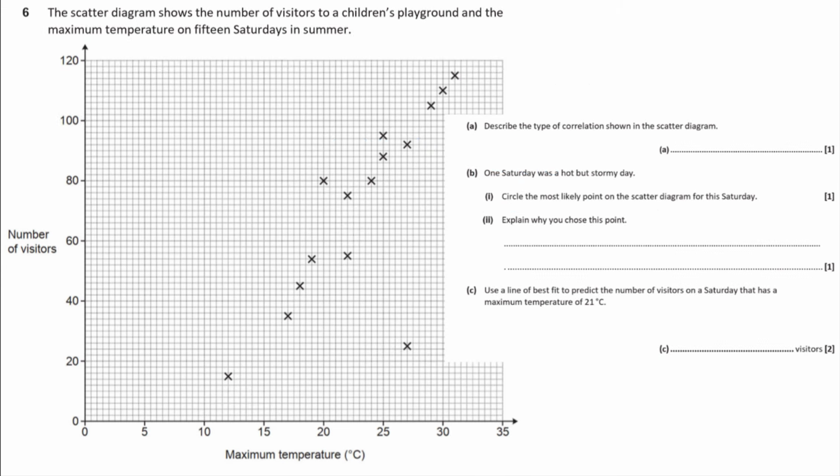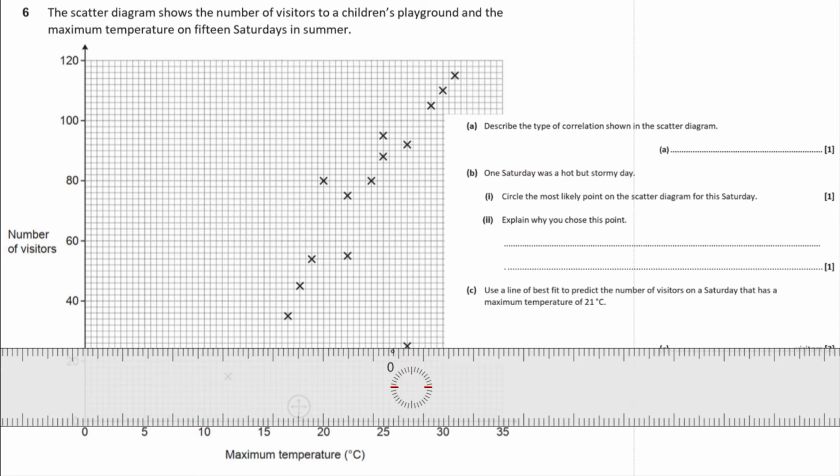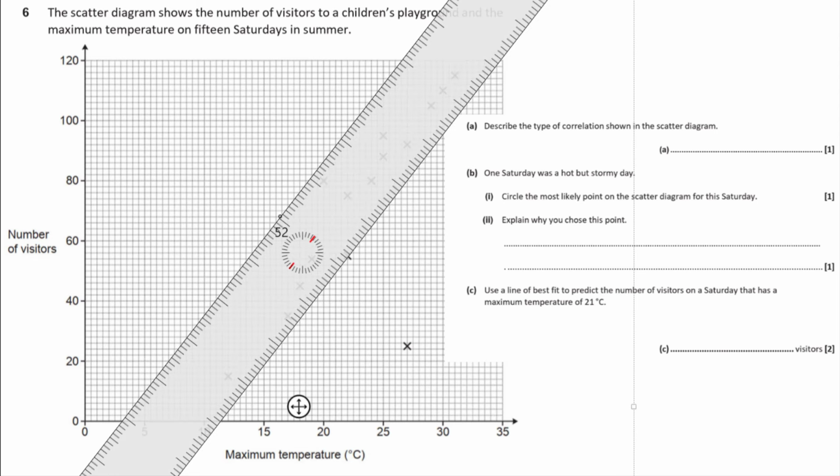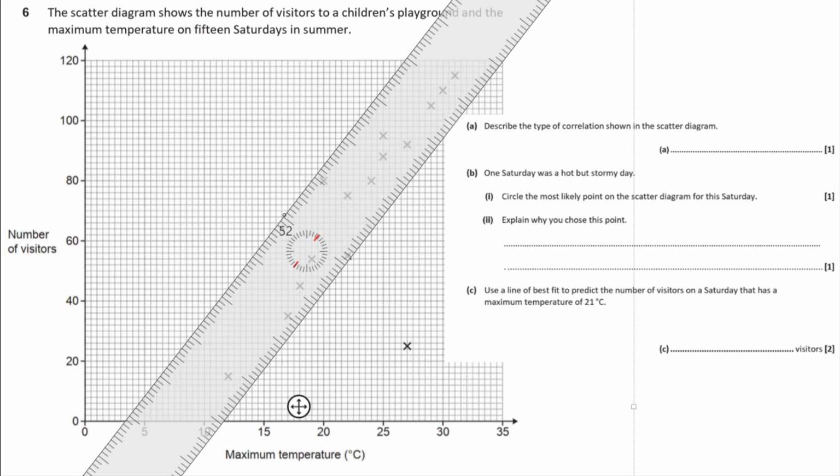Question 6. The scatter diagram shows the number of visitors to a children's playground and the maximum temperature on 15 Saturdays in summer. We've got a lovely scatter graph here, and part A says, describe the type of correlation shown in the scatter diagram. Okay, well I hope you can see that most of the points lie in this kind of upwardly moving line under the ruler here. I've got one weird point that doesn't, but all the rest are in quite a narrow band going up the page like that. So from left to right, they're sloping upwards, so we call this positive correlation.